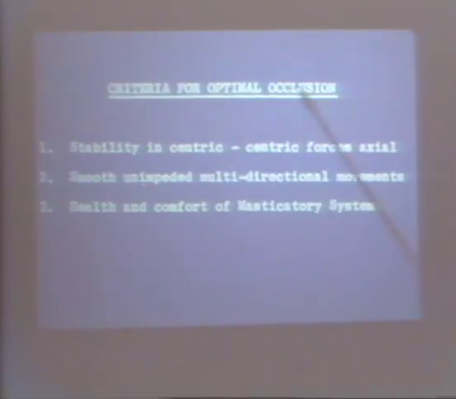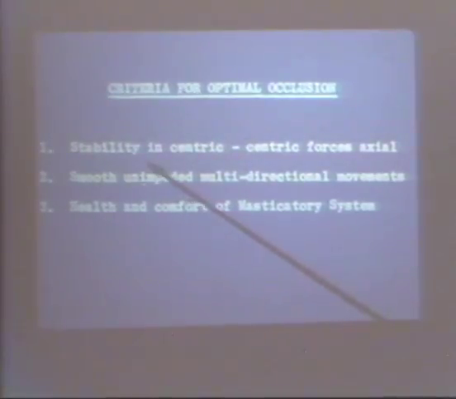Now to summarize, you understand the principles of occlusion. You understand the physiology of occlusion and how the masticatory system works. You understand all the various things that go wrong in the masticatory system. As far as treatment in everyday restorative dentistry, call it bread and butter dentistry, you should in every restoration fulfill these criteria.